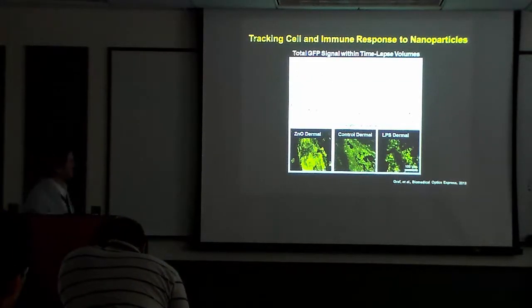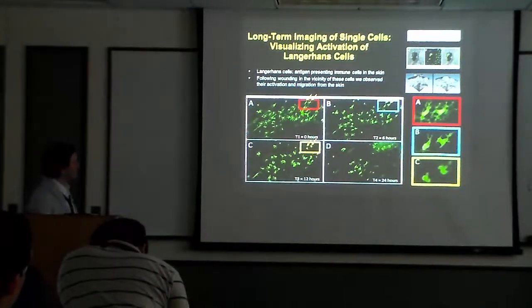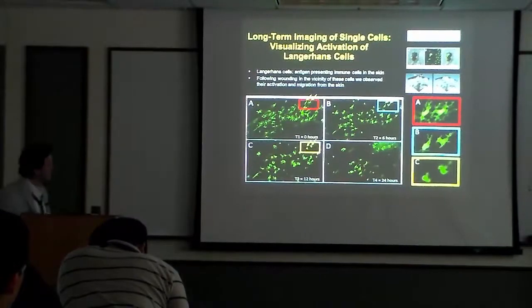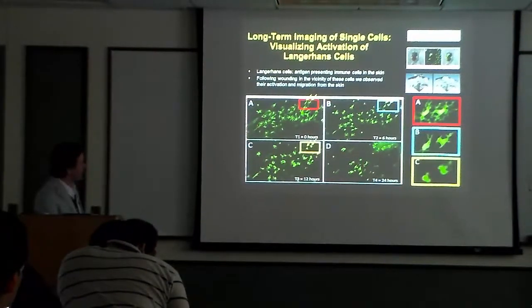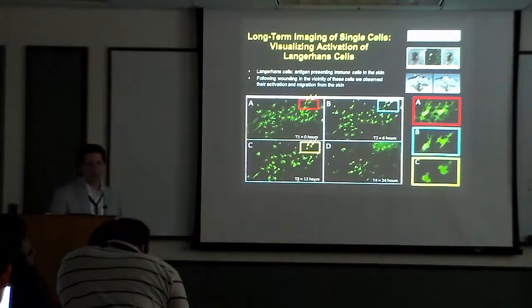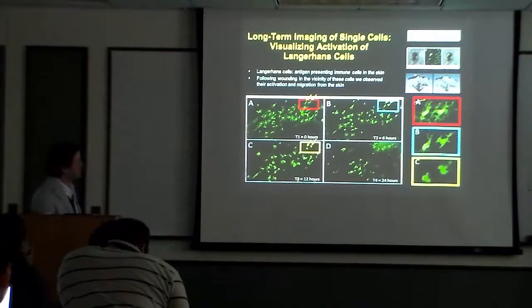So that's one application of this. The other is that some of the imaging that we're able to do with this modality is to look at these immune cells more closely. And another type of cell that's present in the skin are called Langerhans cells. And these are really interesting dendritic cells that look like this.